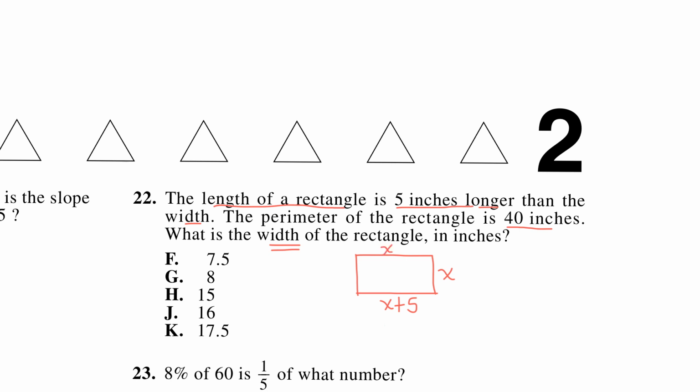So we know that this is x plus 5. 2 lengths are the same, and this will be x because the 2 widths are the same. So we add up our x's here, so we're going to have 1, 2, 3, 4. So you're going to have 4x plus 5 and 5, that's plus 10, and that's equal to 40. That's the perimeter, which was given to be 40 right there. And so if we subtract 10 on both sides, we're going to have that 4x is equal to 30, 40 minus 10. And then all you need to do is divide by 4. And 30 divided by 4 is 7.5. So that would be answer F for number 22.